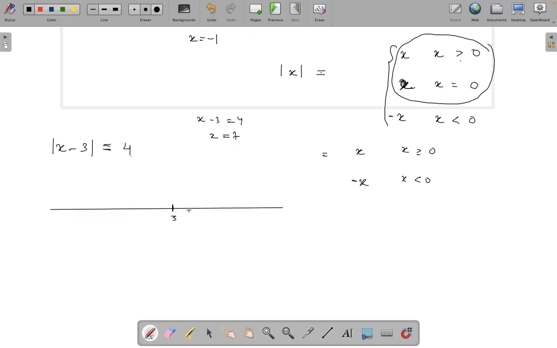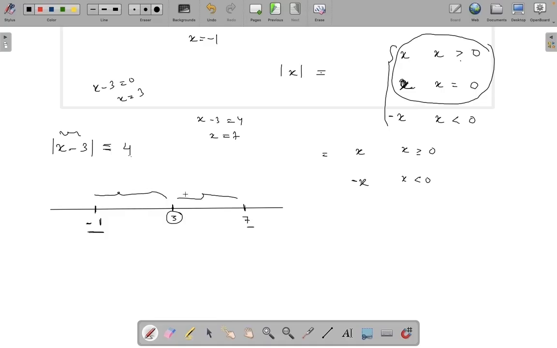So if you take a distance of 4 from here, you'll get 7. If you take a distance of 4 from here, what will you get on the left hand side? What is located at a distance of 4 from 3? Minus 1. So one possible answer is minus 1, the other possible answer is 7. So how do you identify this point? You just set this value equal to 0. So x minus 3 equals 0, so x will be 3. This is how you identify this particular point, and then you find the distance of x from here, from both ends.